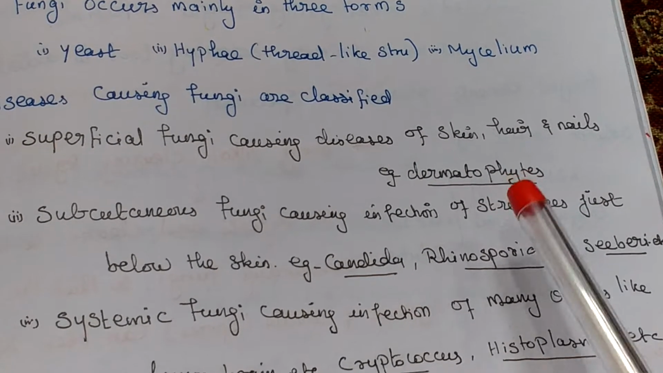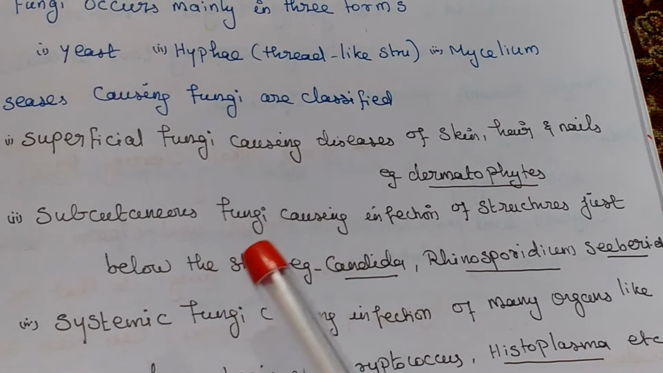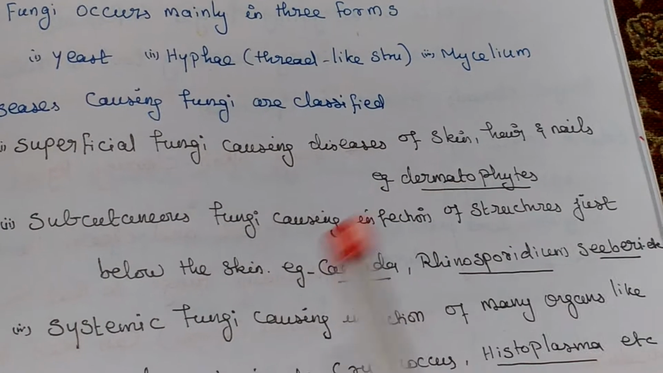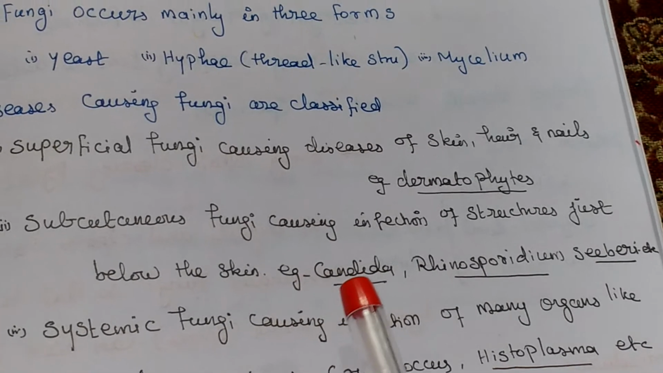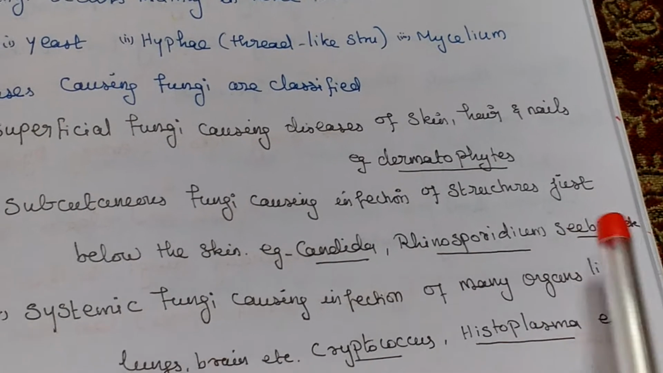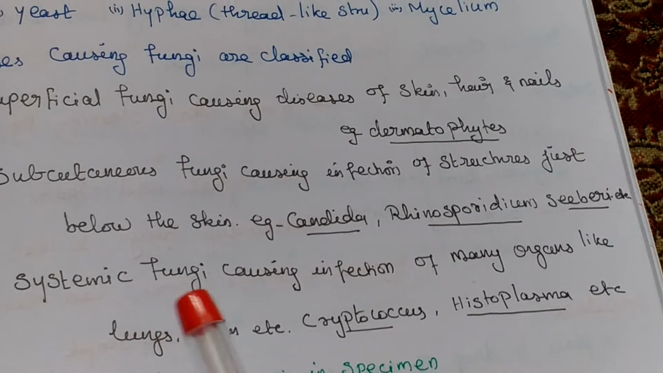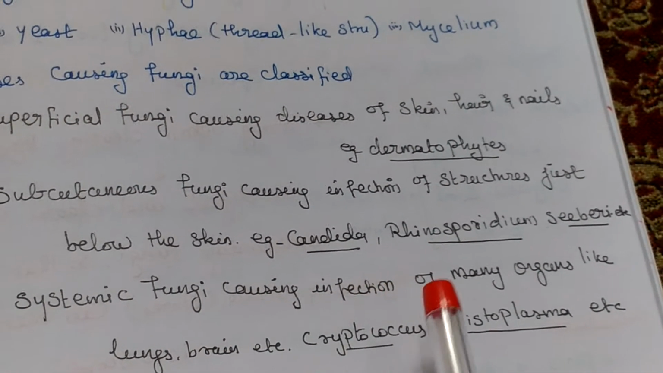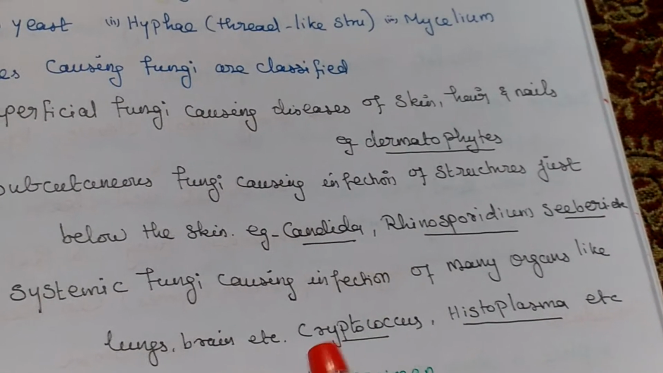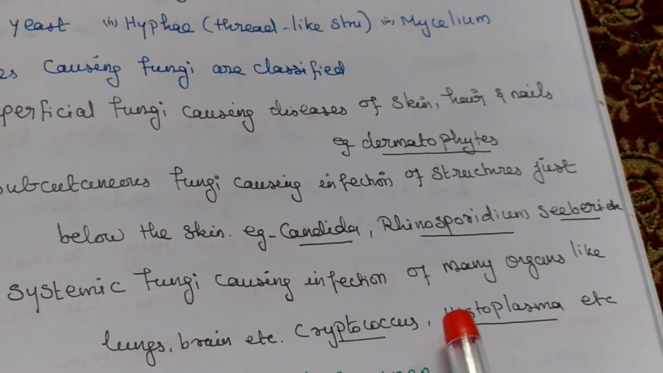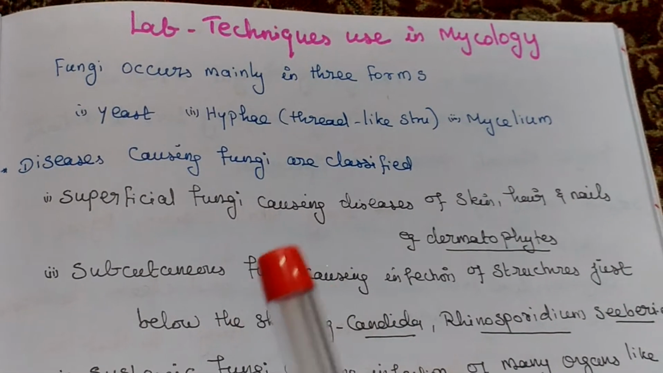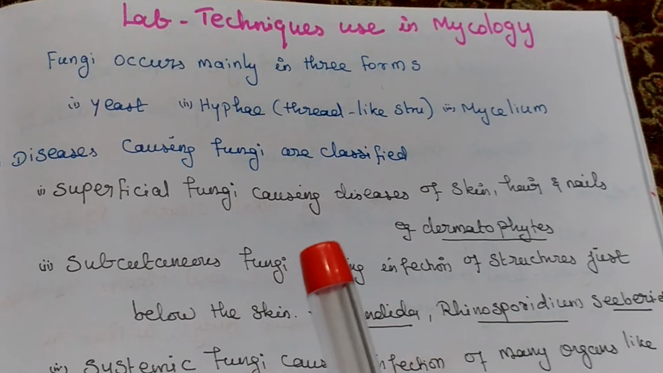Example, dermatophytes. Then subcutaneous fungi, causing infection of structures just below the skin. Example, Candida, Rhinosporidium, Sporothrix, etc. Third one is systemic fungi, causing infection in many organs like lungs and brain. Example, Cryptococcus, Histoplasma, etc.